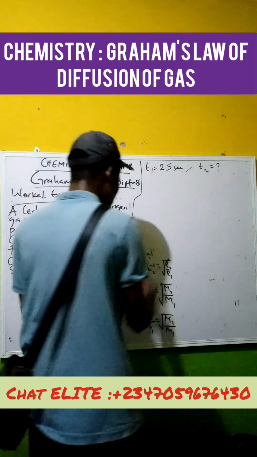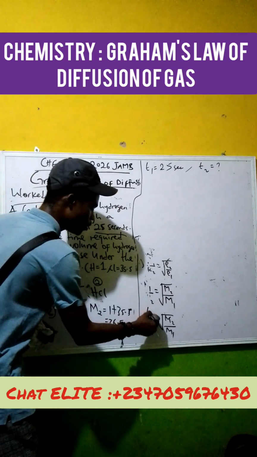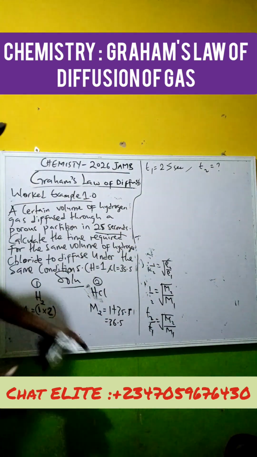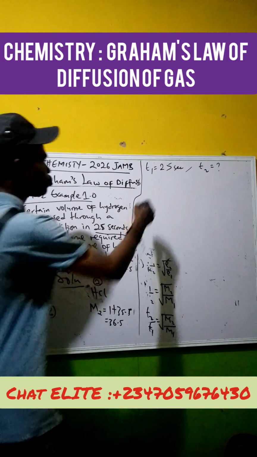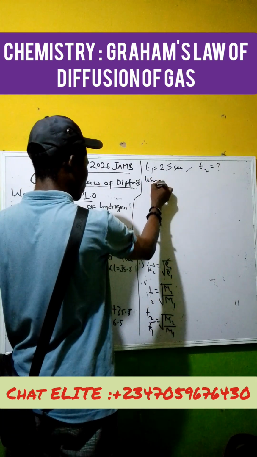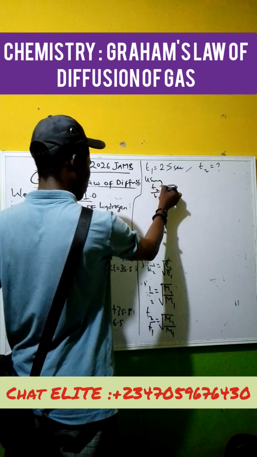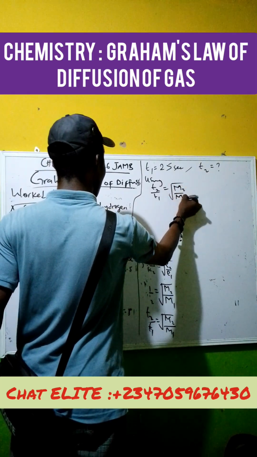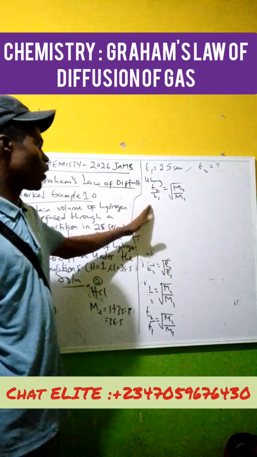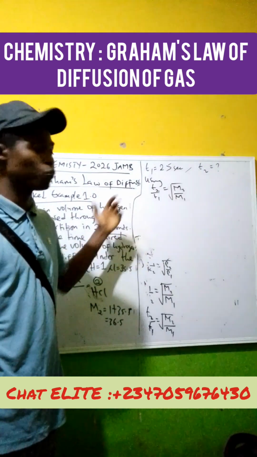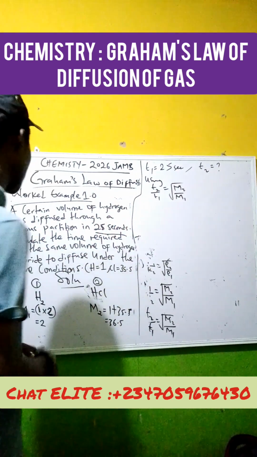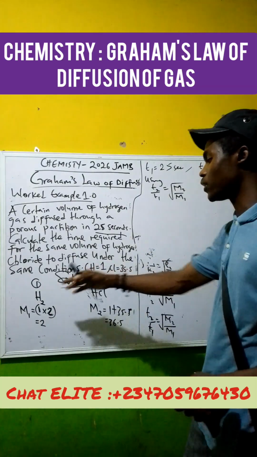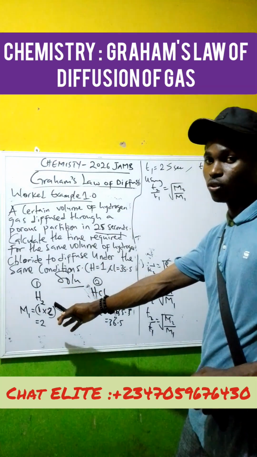Now, among these equations, it is obvious that we are going to be using this one, based on the parameters we have here. Using T2 over T1 equals the square root of M2 over M1. So we are going to use this equation to solve this problem. Our T2 is the time for HCl, and our T1 is the time for H2.